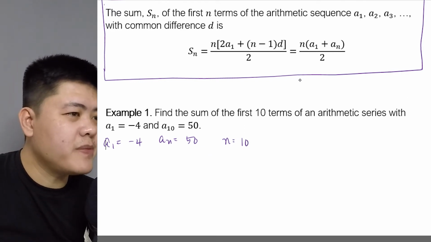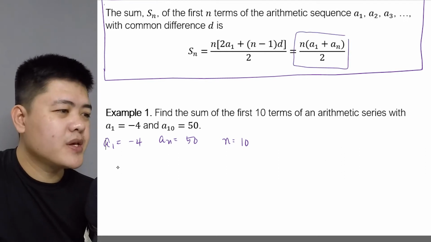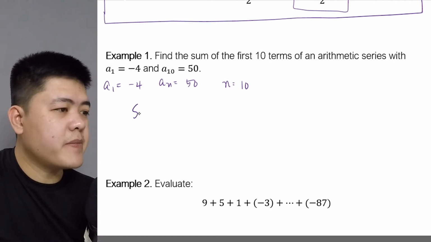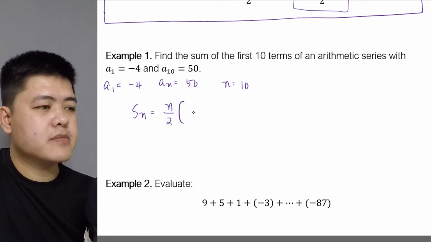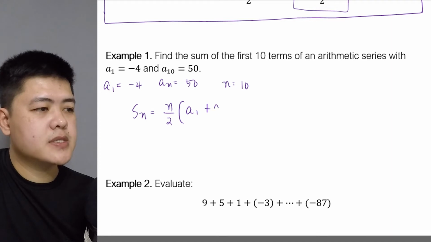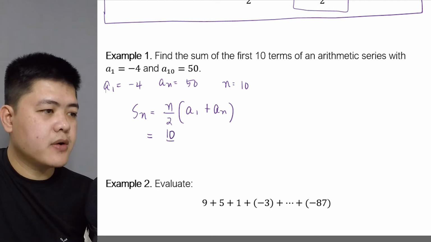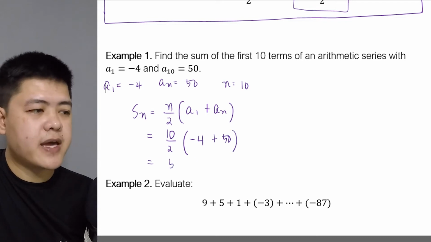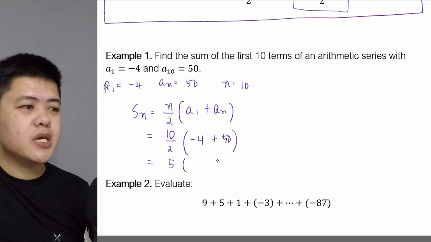Now, we can use the formula, alin? Ito na lang. Actually, ito naman talaga yung gagamitin natin. So, we know that the formula for S sub n is equal to n over 2 times a sub 1 plus a sub n. So, let's substitute. N is equal to 10 over 2, a sub 1 is minus 4 plus 50. So, we'll get 5 times 50 minus 4, or negative 4 plus 50 is 46.